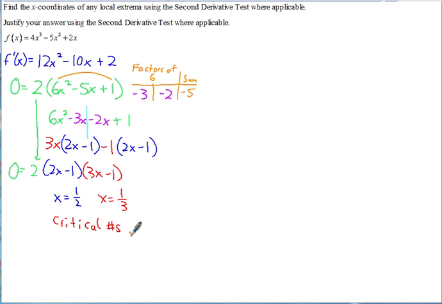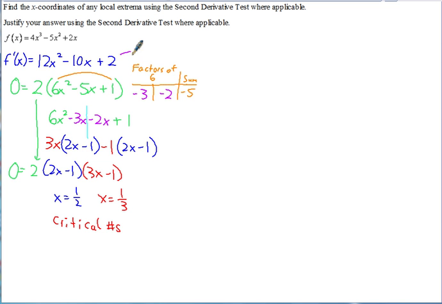So so far it's been just like the first derivative test. If we were using the first derivative test, then we would draw the number line and test to see where the first derivative is positive or negative in between on the different intervals, using 1/2 and 1/3 on the number line. But with the second derivative test, we find it in a different way.